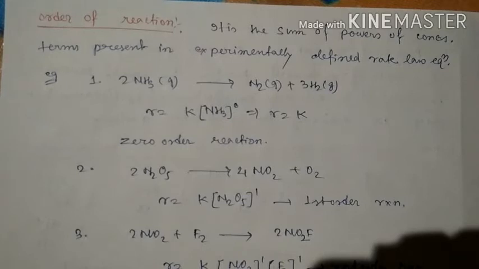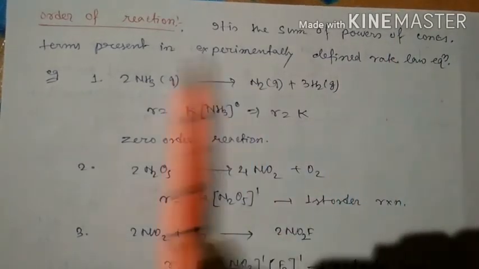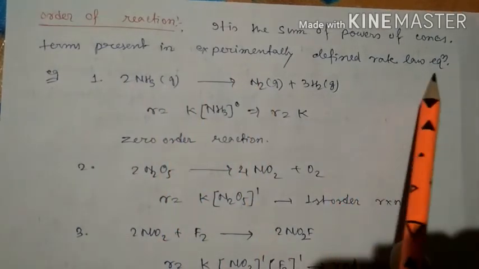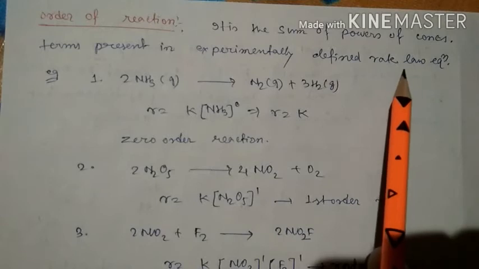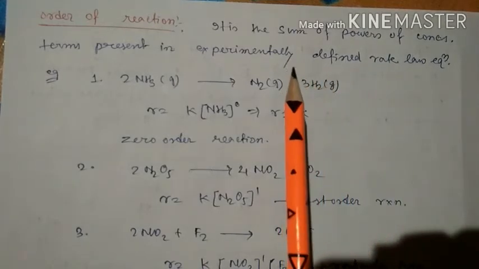Next is the order of a reaction. Order of a reaction is the sum of the powers of the concentrations present in the experimentally defined rate law equation. Remember this one: the rate law equation is expressed experimentally, not theoretically.